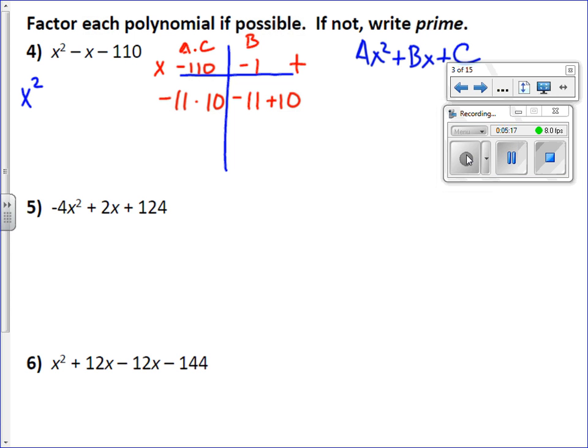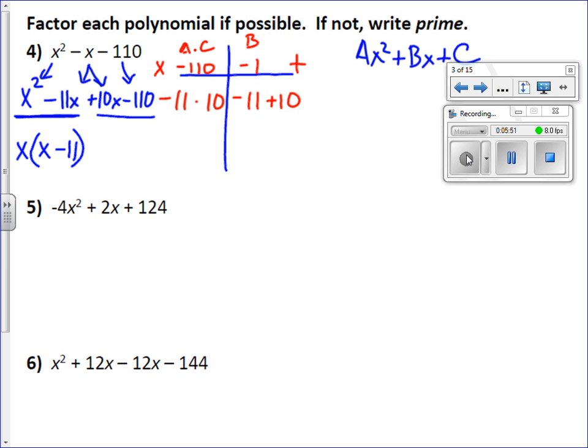We have the x squared, and we're going to change negative x into negative 11x plus 10x, and then we have minus 110 that we also bring down. And so what we do is we try to analyze the two groups of terms and try to factor out something from each group. For these first two terms, they both have an x in common. When I factor out the x, I get x minus 11. Over here, they both have a 10 in common.